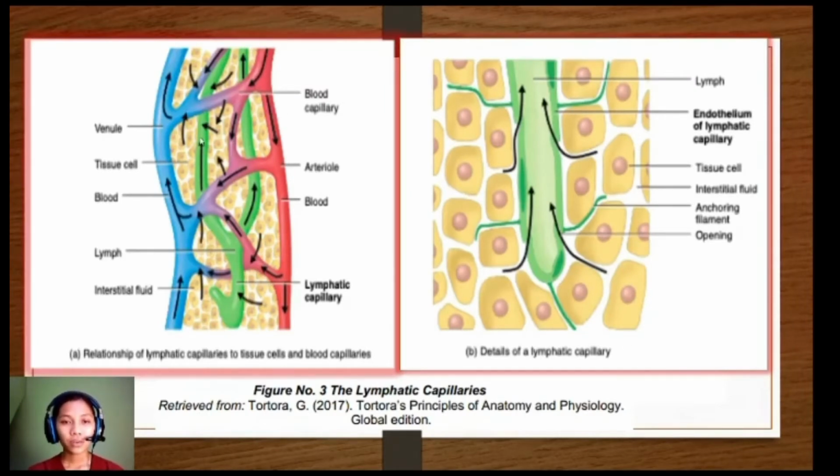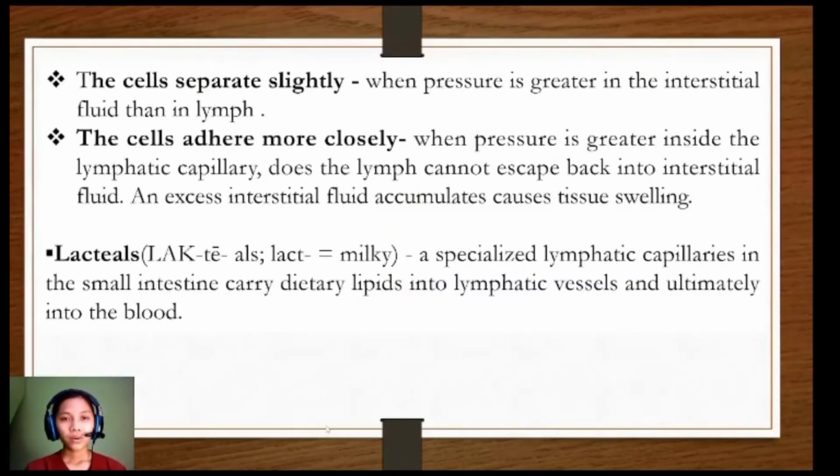So these are your lymphatic capillaries, and lymphatic capillaries collect lymph fluid from the tissues, which allows them to regulate the pressure of the interstitial fluid. So when pressure is greater in the interstitial fluid than in lymph, the cells separate slightly. And when the pressure is greater inside the lymphatic capillary, the lymph cannot escape back into the interstitial fluid, and excess interstitial fluid accumulates, causing tissue swelling. So in this, the cells adhere more closely.